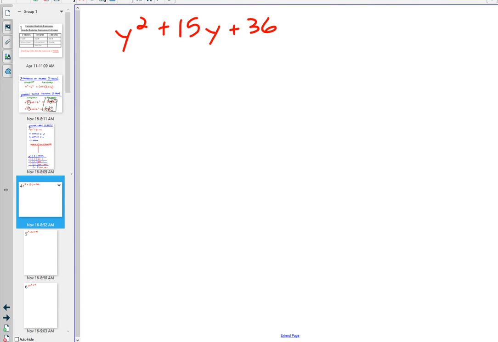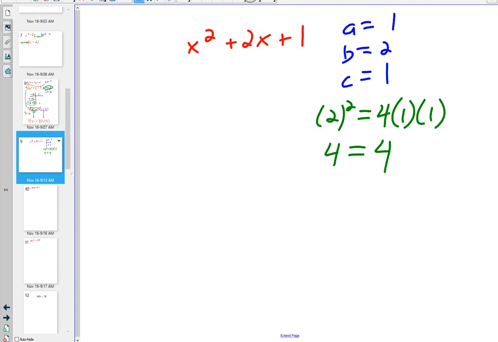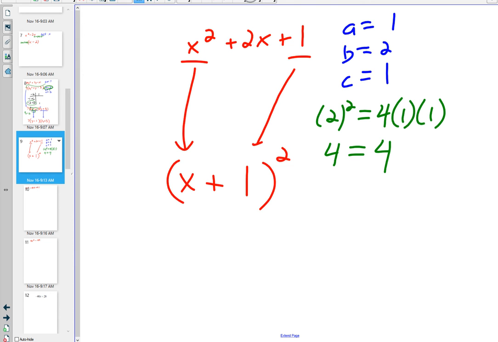Let's go back here. So we decided it worked. So I'm going to write 1 parenthesis, because that's what every perfect square trinomial looks like, with a square on the outside. Well, what's the sign in the middle? Positive, so I'm going to keep it positive. Remember when I asked you about those perfect squares? Just give me the square root of each one. What is the square root of x squared? X. What is the square root of 1? 1. Ta-da! Finished. Done.